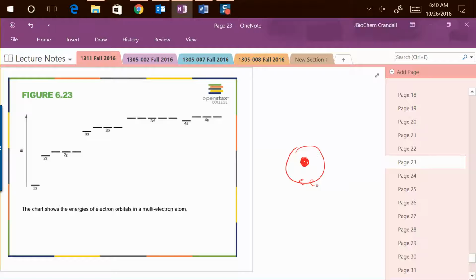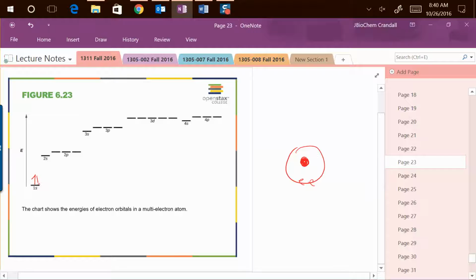But what comes after the 3p in energy? Look where 3d is versus 4s. Is 3d higher in energy or lower in energy than 4s? Higher. So the electrons will not fill in the 3d until they fill what? The 4s. After they fill the 4s, then they will fill the 3d.